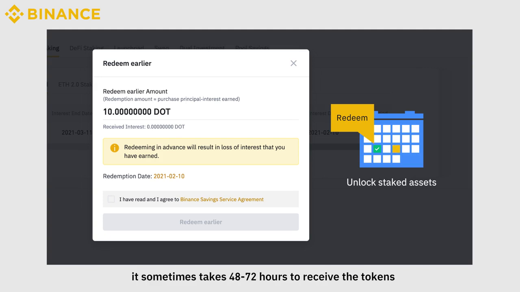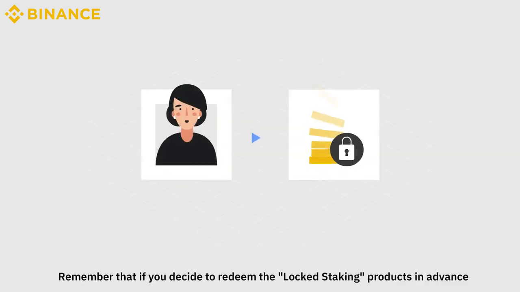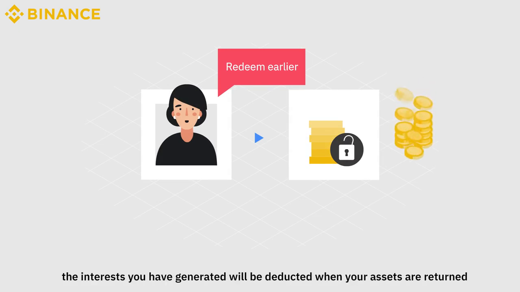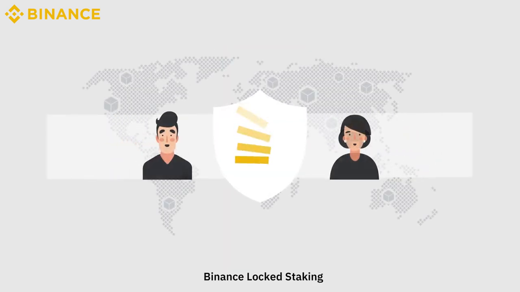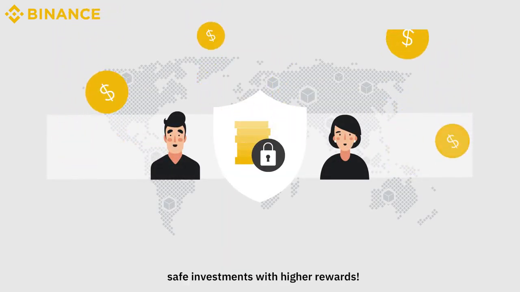However, it sometimes takes 48 to 72 hours to receive the tokens due to different global time zones. Remember that if you decide to redeem the locked staking products in advance, the interest you have generated will be deducted when your assets are returned. Binance locked staking, safe investments with higher rewards.